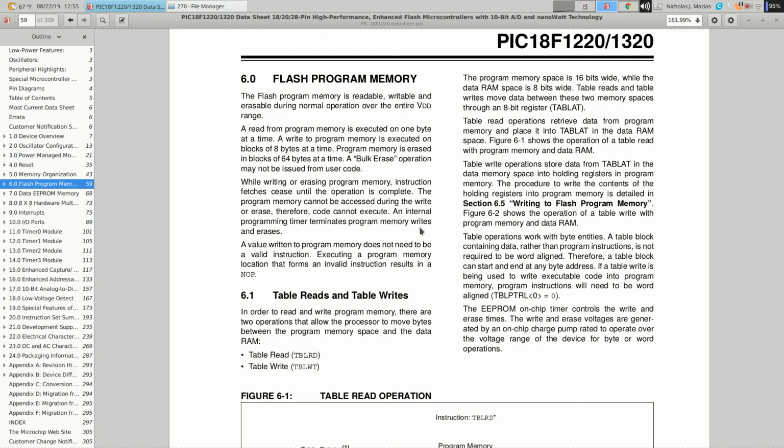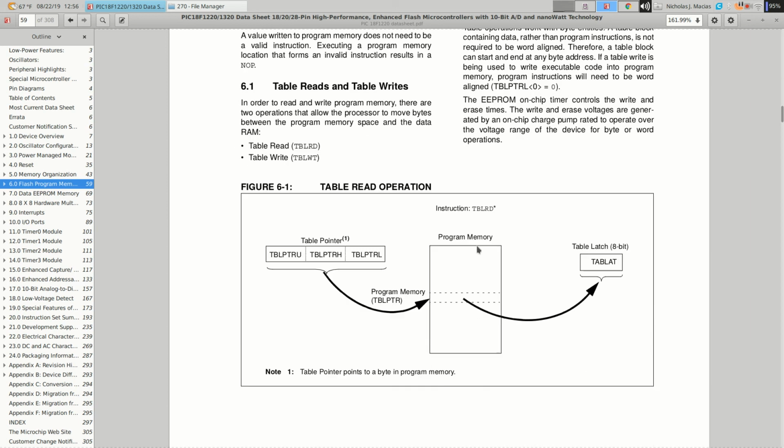So chapter 6 on the data sheet talks about this. It's flash programming, flash program memory. So there's these table read and table write instructions that basically let you load up a table pointer, a special function register, with a value, and let you load a data value into another register and then say write that data value into that memory location. Okay. Now program memory is 16 bits wide. So we're dealing with something bigger than bytes, and the addressing of program memory is 21 bits typically. So 3 bytes to specify the instruction's address. So there's a lot of mechanics going on here.